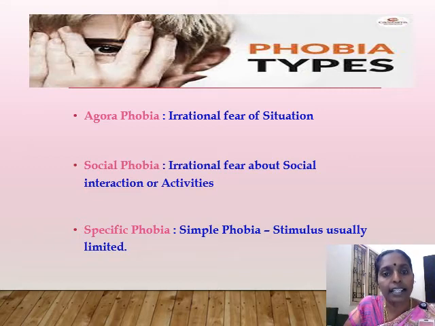In this slide, I have focused on the common types of phobia, that is agoraphobia, social phobia, specific phobia. Irrational fear about any situation is known as agoraphobia. The same way, irrational fear about social interaction and activities are known as social phobia. And there the stimulus is limited. So those limited stimulus irrational fear is known as specific phobia.